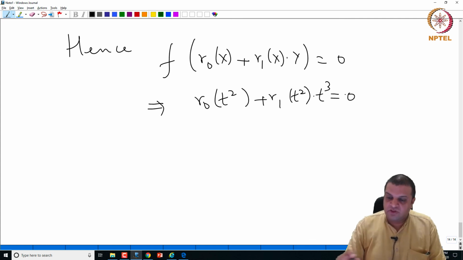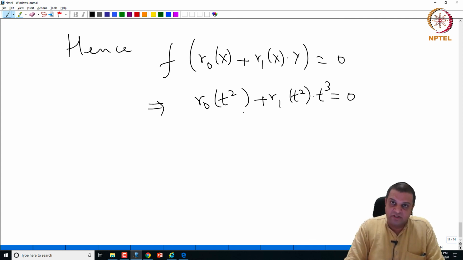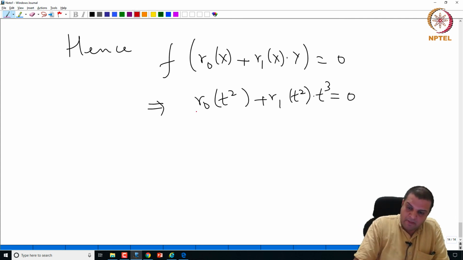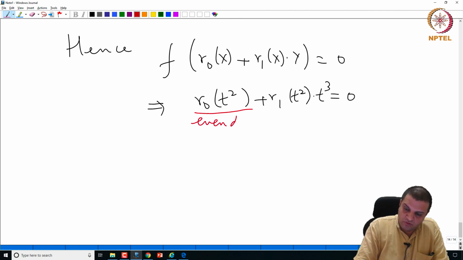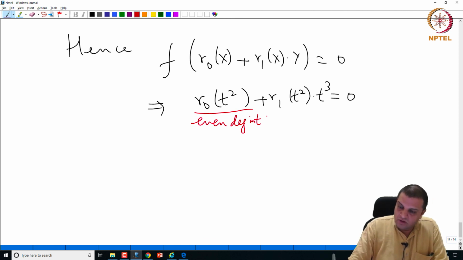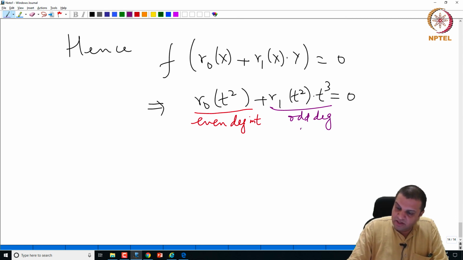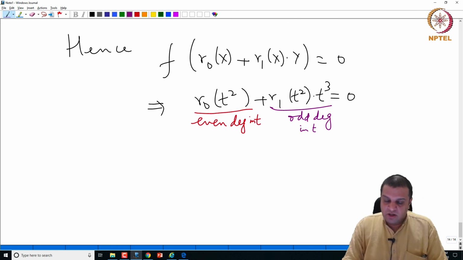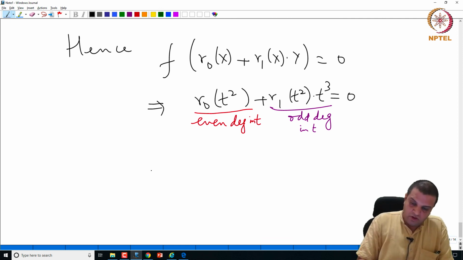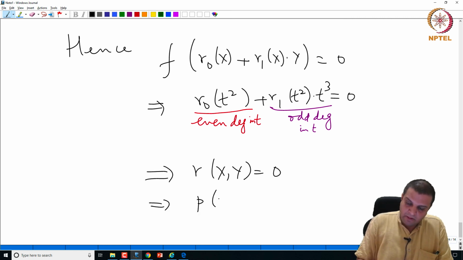Now I'll just say what this is. This is a polynomial in t in which every term has even degree, while this is odd degree, the entire thing after multiplying by t cube is odd degree in t, and the sum can be 0 only if both of them are 0, and that says that r is 0, which says that p of x, y is in the kernel of f.